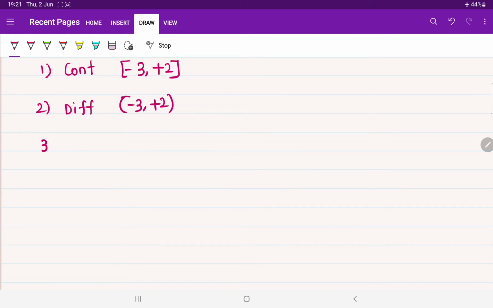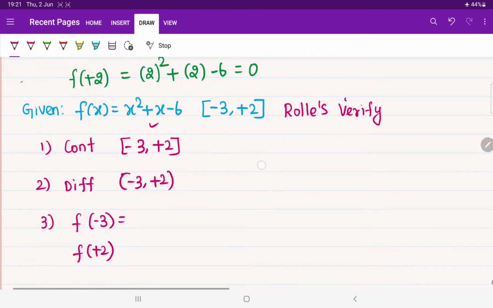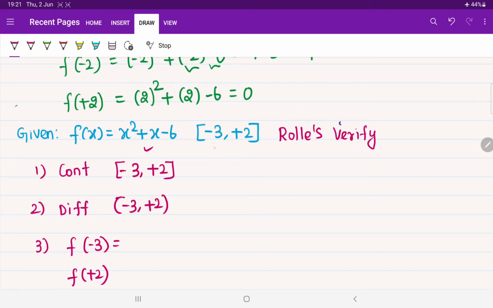Moving on to the third point. You have to identify the value of f of -3 and the value of f of 2. It means the interval is always given. In the interval, we will be having 2 points. Identify the given function value at the given 2 points. Check whether they are equal or not.